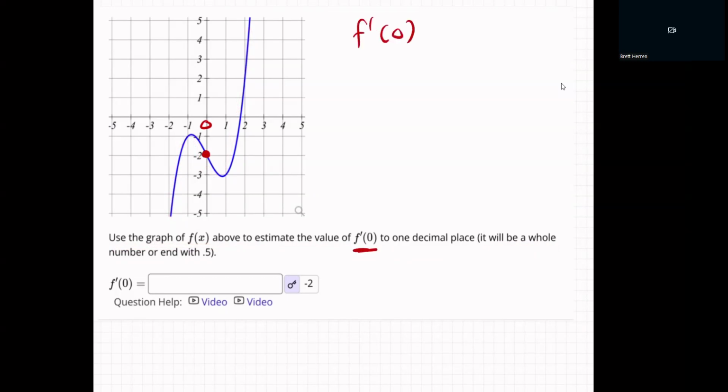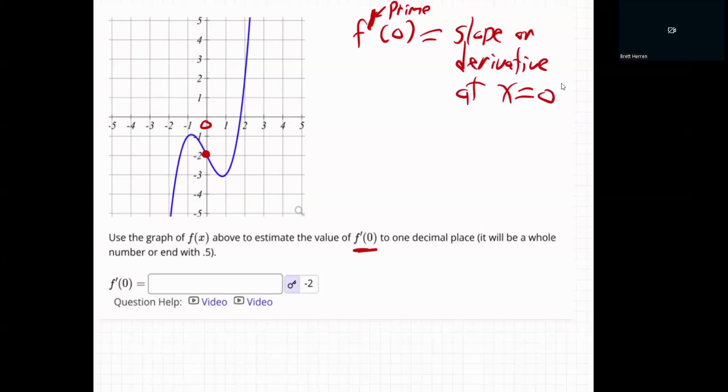F prime. This is called prime, this little mark. It's a little single quote mark, prime, and it means the slope or derivative at x equals 0. So it means the steepness.